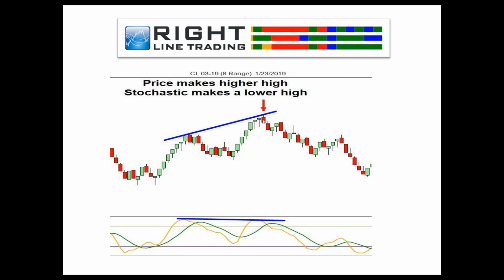If price makes a higher high, it should accelerate up to that price with more vigor, more energy, and that race car should just accelerate up to that high. Here it doesn't do it, and it's going to foreshadow a collapse in price.